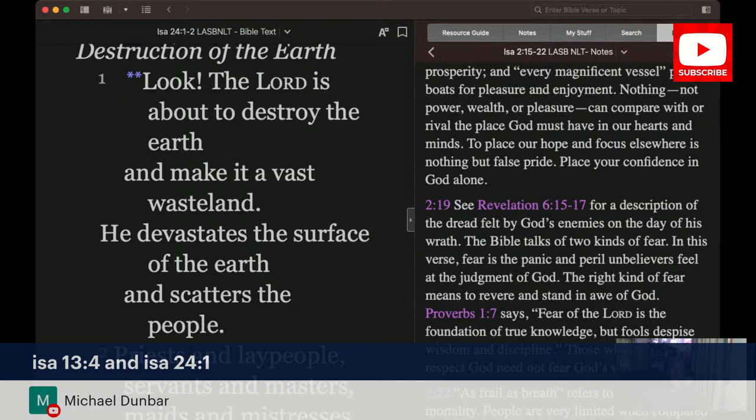These four chapters, 24 to 27, are often called Isaiah's apocalypse. This discusses God's judgment on the entire world for its sin. Isaiah's prophecies were first directed to Judea, then Israel, then to the surrounding nations, and finally to the whole world. These chapters describe the last days when God will judge the whole world. At that time, he will finally and permanently remove evil. And that is what we have.